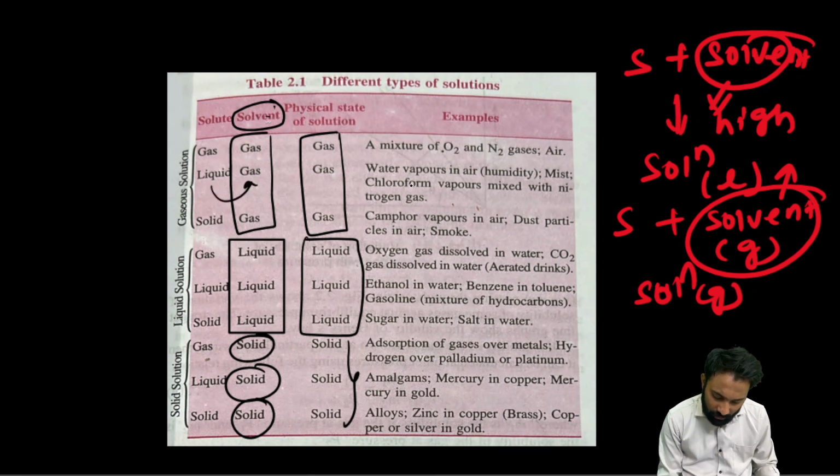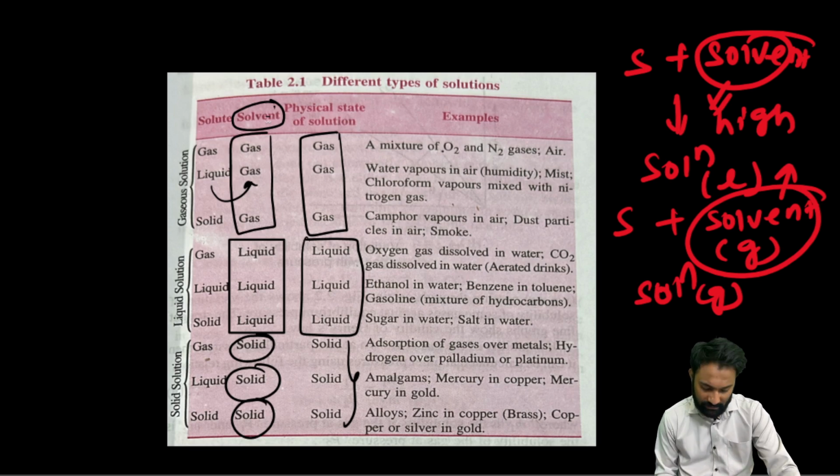Liquid in gas. What is that? Water vapor in the air, humidity, mist, chloroform vapors mixed in nitrogen gas. Chloroform vapor mixed in nitrogen gas is known as which one? Liquid in gas. Next, solid in gas.